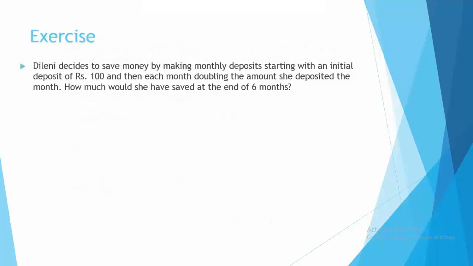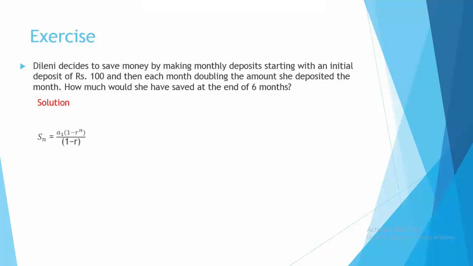Dylan decides to save money by making monthly deposits, starting with an initial deposit of 100 rupees and then each month doubling the amount she deposited the previous month. How much would she have saved at the end of 6 months?